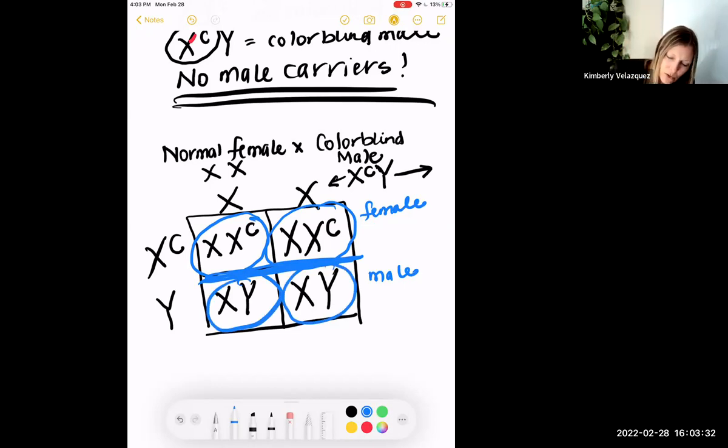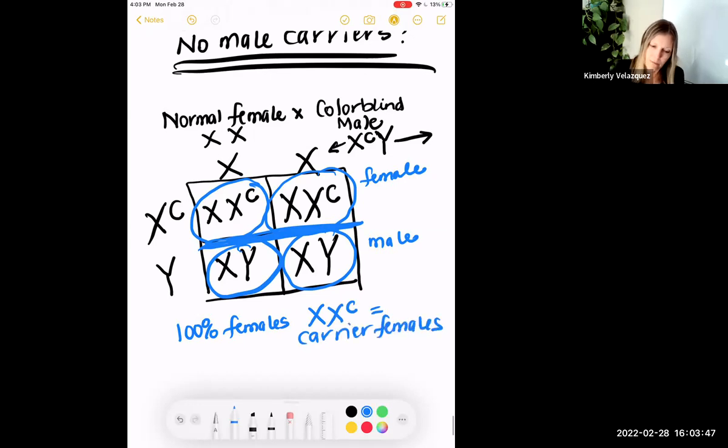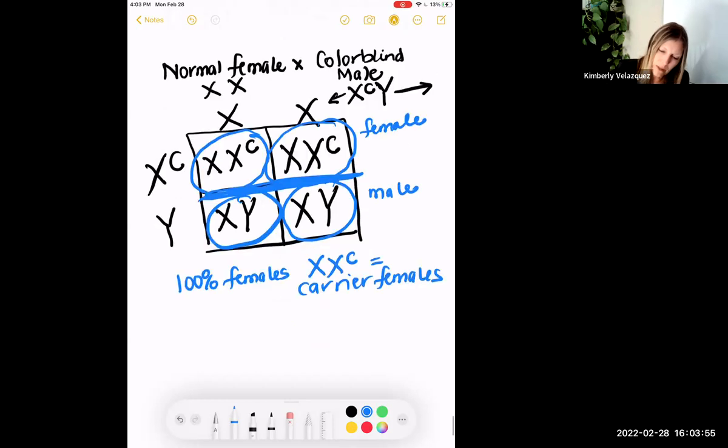So we would say 100% of the female offspring are XXC, which is carrier females. So mom was not a carrier, but they all got that bad X from dad, so now they could pass that on to their offspring. And this is interesting. Dad had color blindness, but all the males are normal. No colorblind genes.